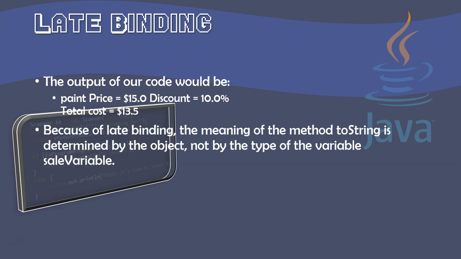Because we are using late binding again here, the meaning of the method toString is determined by the object that has been created, not by the type of the variable. Alright, so just a nice good recap here. We're using the objects to determine which toString is appropriate to use.